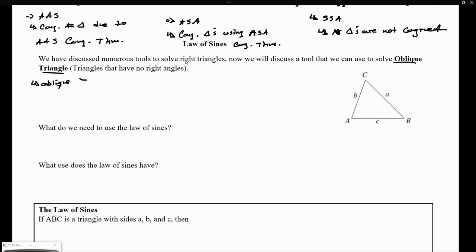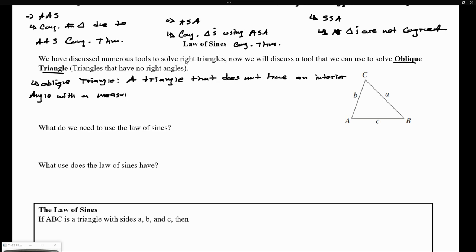An oblique triangle is a triangle that does not have an interior angle with the measurement of 90 degrees.